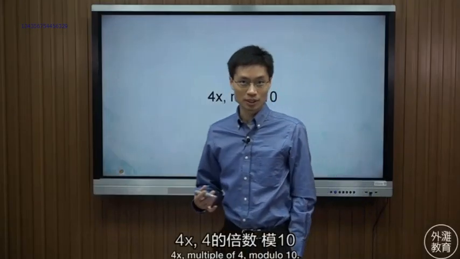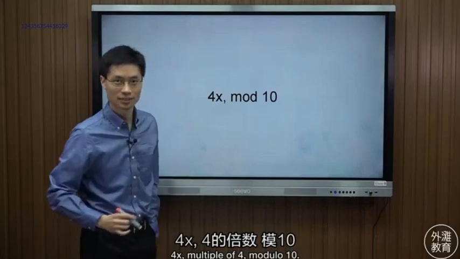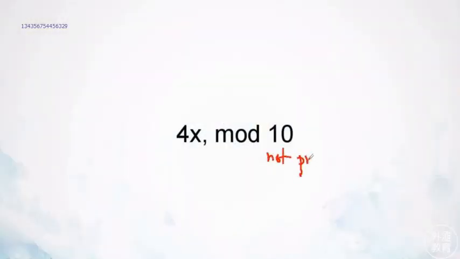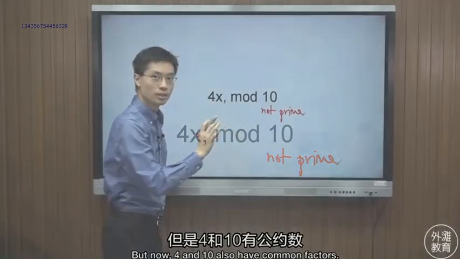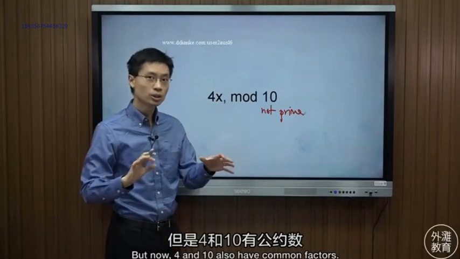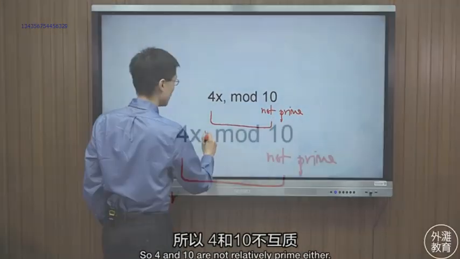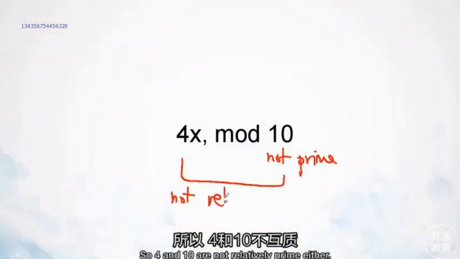4x, multiples of 4, modulo 10. Now, 10 is not prime. But now, 4 and 10 also have common factors. So 4 and 10 are not relatively prime either.